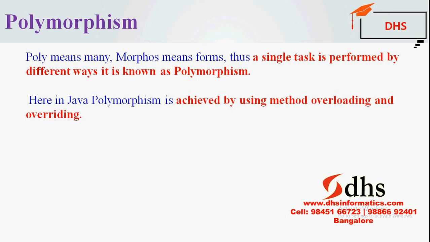Here in Java, polymorphism is achieved by using method overloading and method overriding. Method overloading is a feature that allows a class to have more than one method having the same name if their argument lists are different. It is similar to constructor overloading in Java, which allows a class to have more than one constructor having different argument lists.